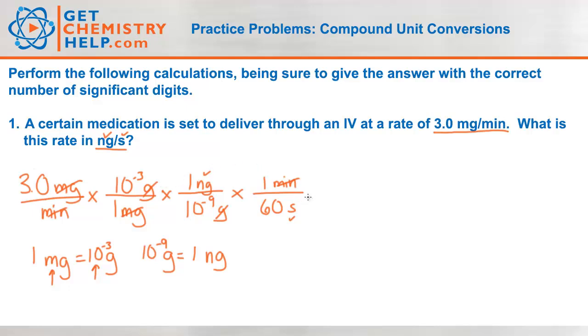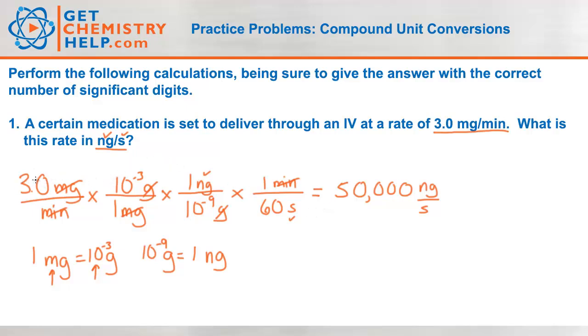Okay, so we go ahead and we punch this in our calculator, and I take 3.0 times 10 to the negative third divided by 10 to the negative ninth divided by 60, and I got 50,000 nanograms per second. Okay, well, the last thing to always consider in these calculations is the significant figures.